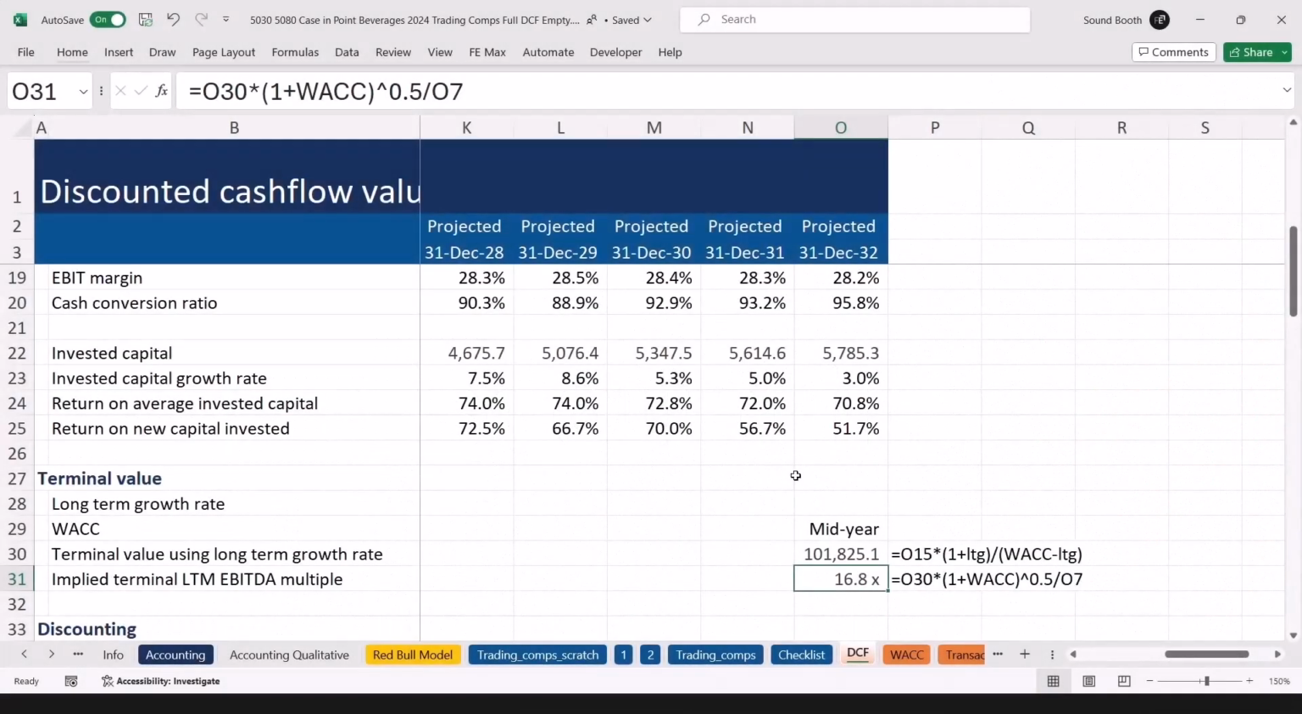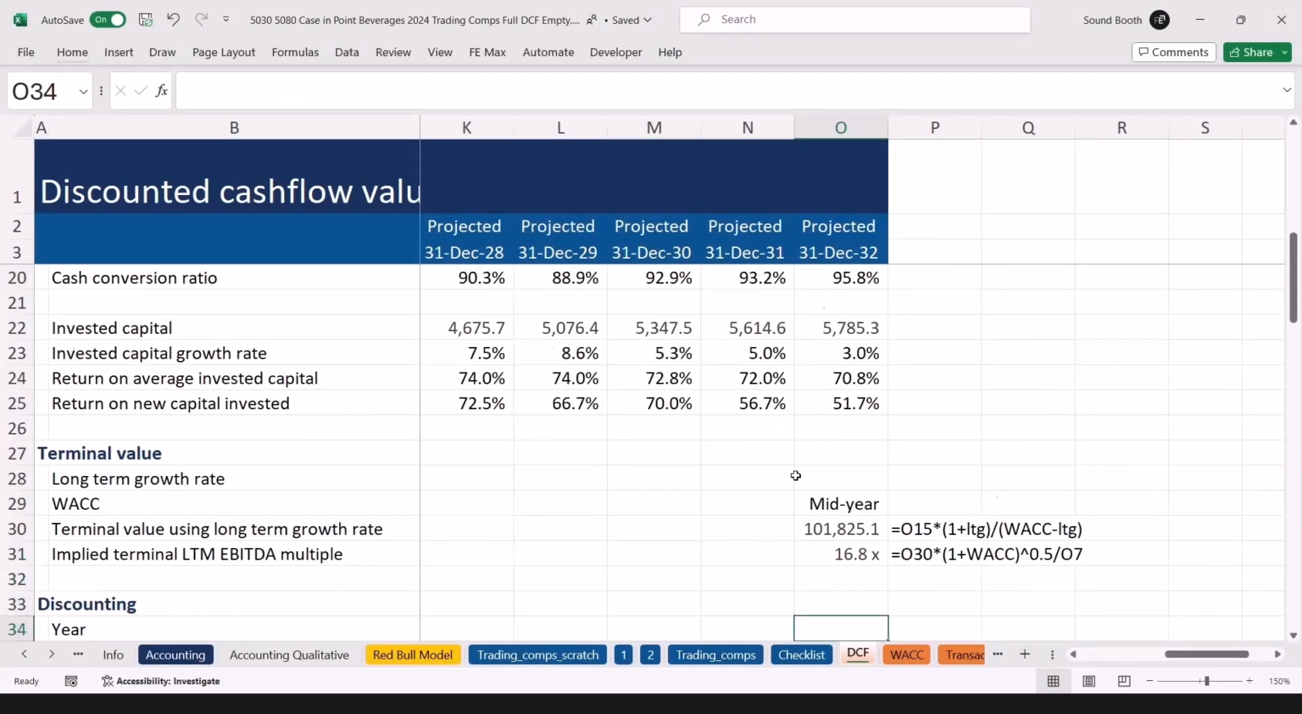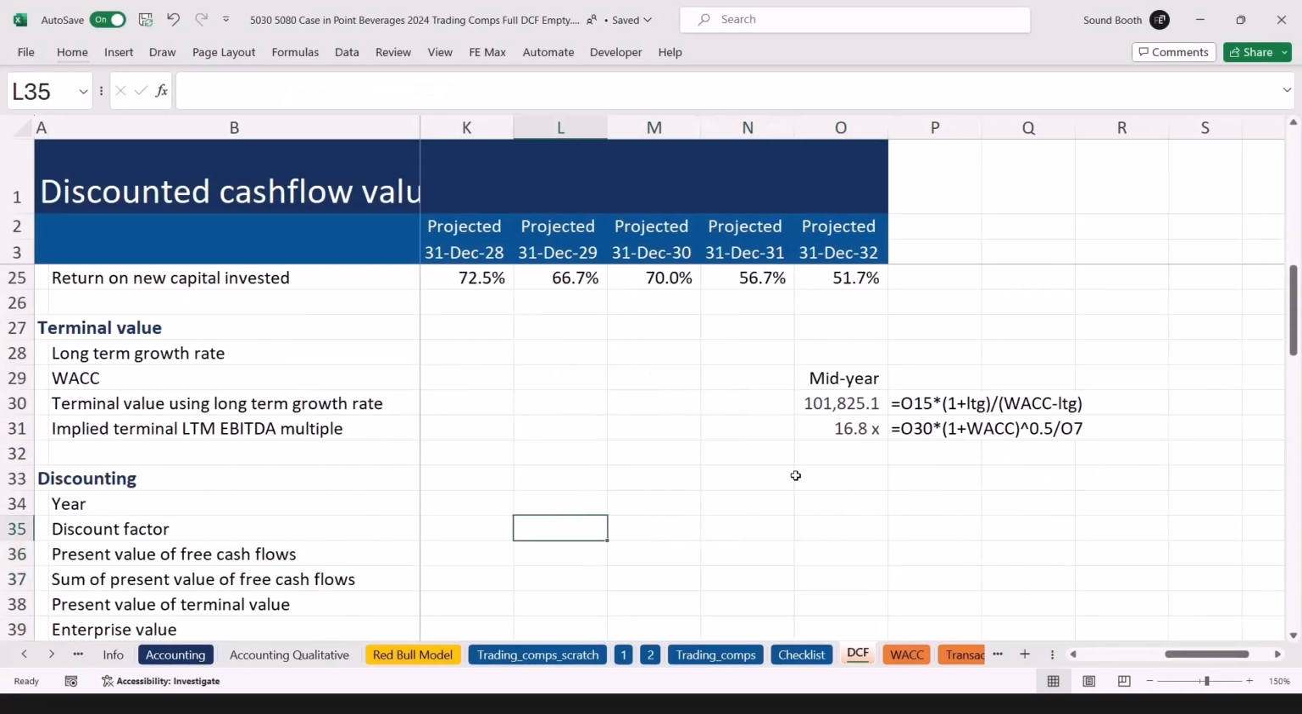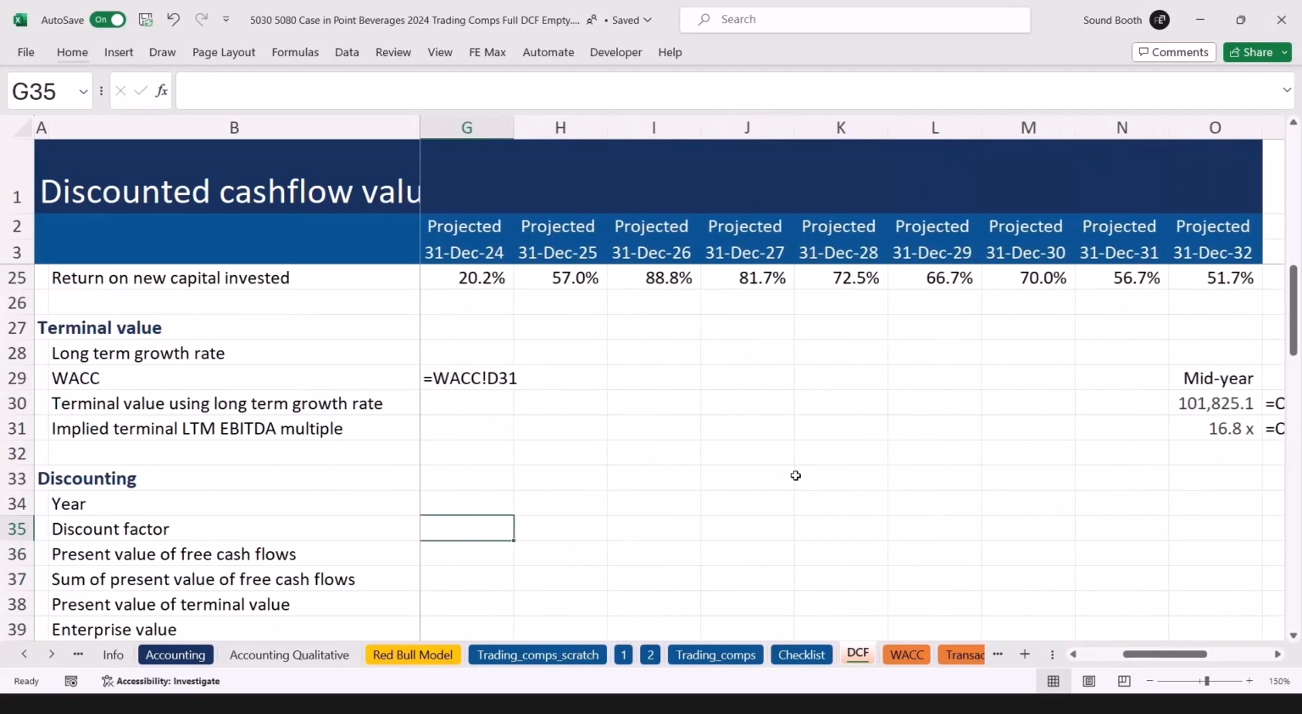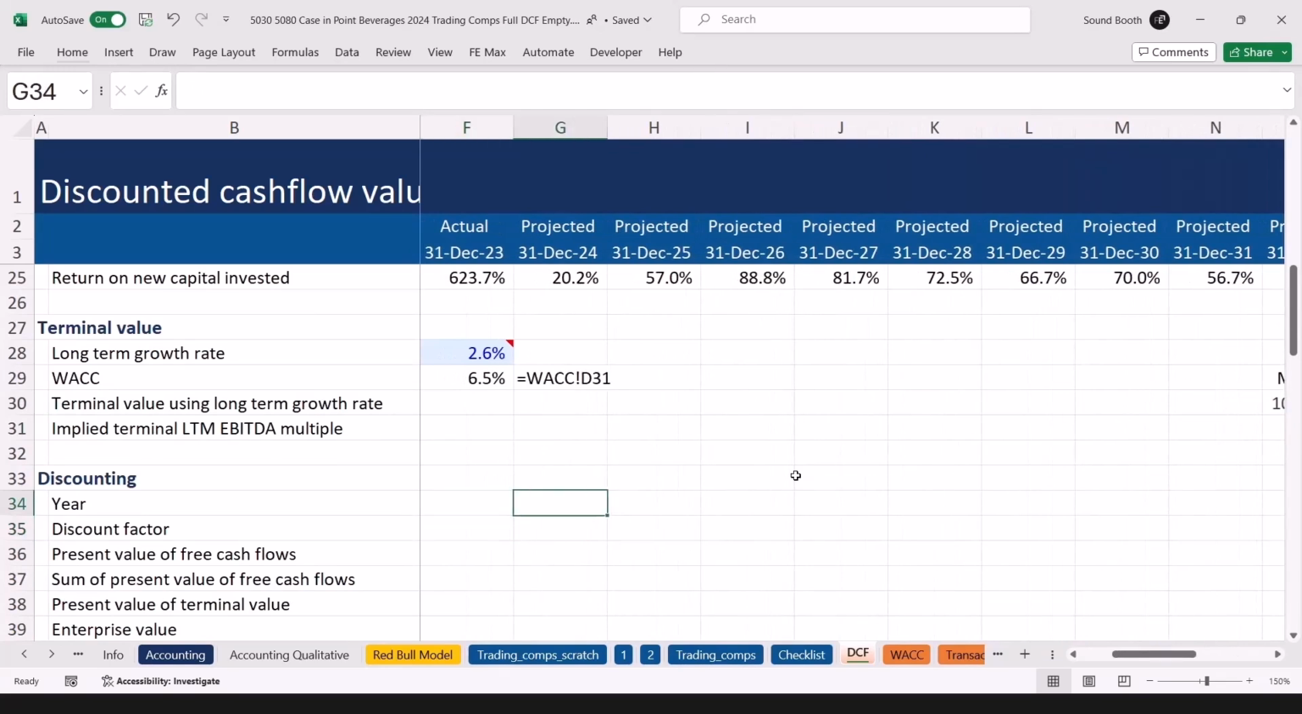Once you've done the terminal value, we can now move on to discounting. And in this model, and in most models you'll see, people like to see the breakdown of the discounting. And the reason for that is that you can see it on a paper printout or a PDF, and then you can try and reverse engineer the discounting to check it's correct without being able to see the underlying formulas.